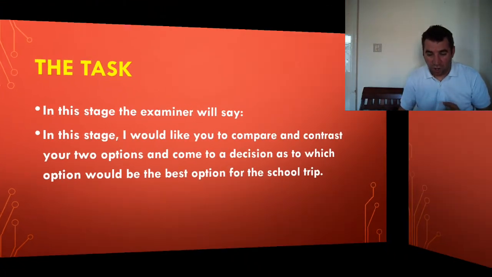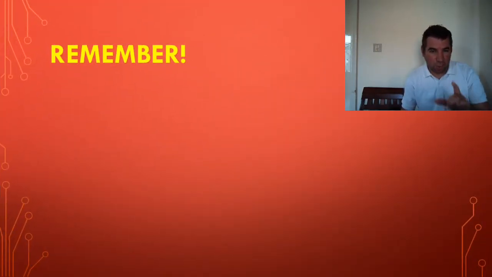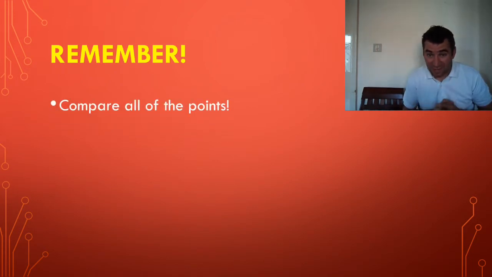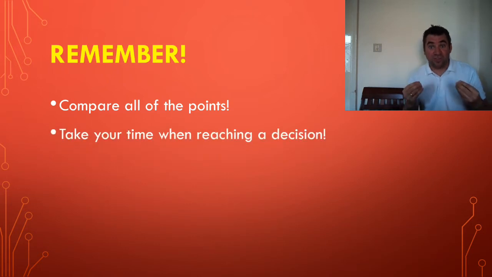So before we start, let's remember some key points to part 3 of the exam. You've each got, remember, your 6 positive points and your 1 disadvantage. You've got 2 options, so we should be comparing all of these points. Don't leave anything out. Try and make sure you're comparing all of them. Take your time when reaching a decision, so don't just say at the very start, well, I think this is the best option. You're meant to reach a decision by discussing it with your partner. That's the whole point of this.